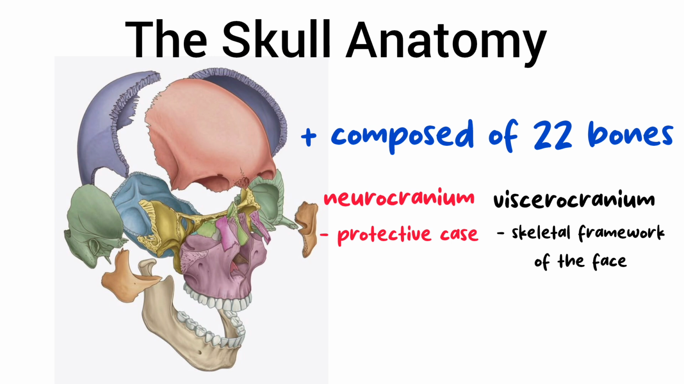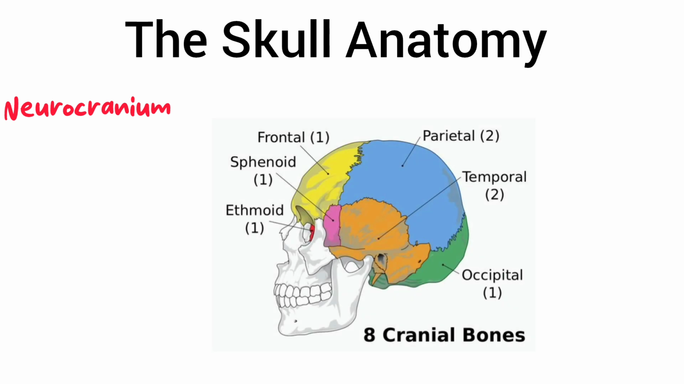The skull bones are mostly flat bones, developing by intramembranous ossification, except for a few that develop partly by endochondral ossification. Let's start with the neurocranium. The neurocranium consists of 8 bones that enclose and protect the brain. These bones form a rigid box known as the cranial vault and base.